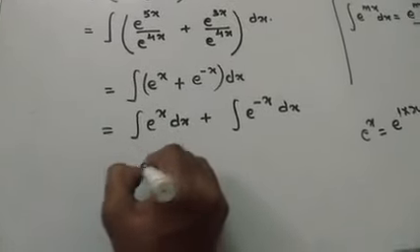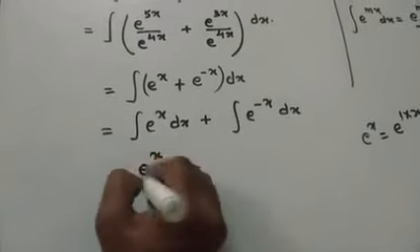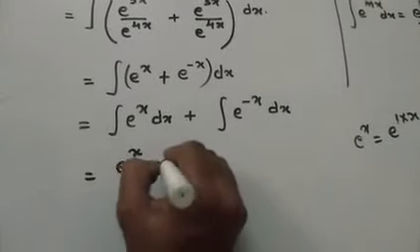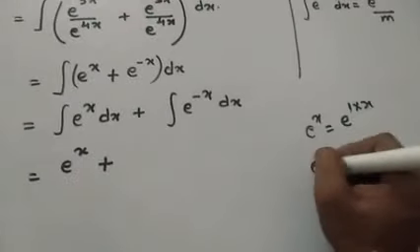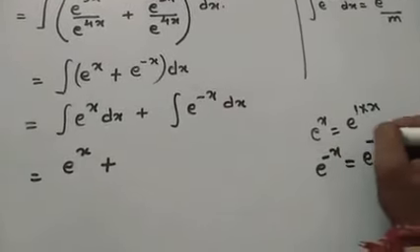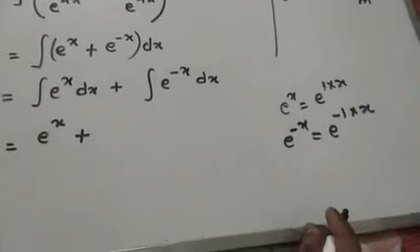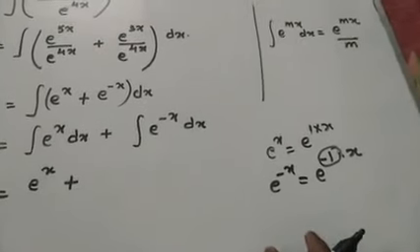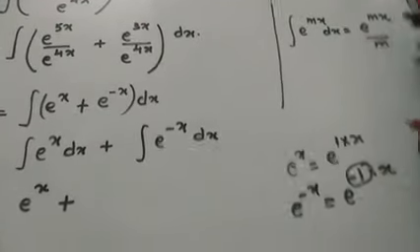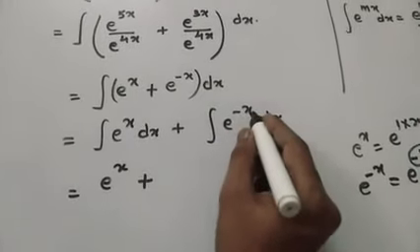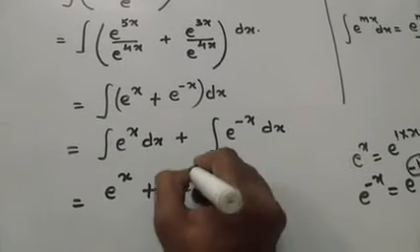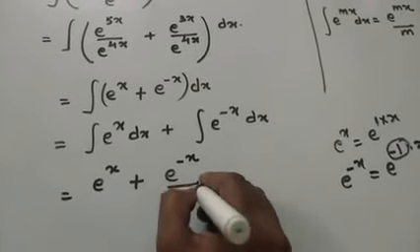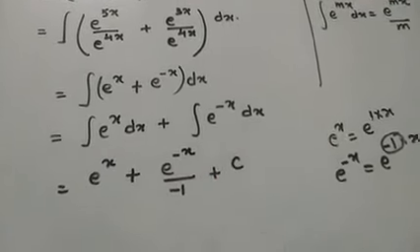So by using the formula, e to the power x divided by 1, so just simply writing e to the power x plus, now for this one, e to the power minus x can be written as e to the power minus 1 into x. So what is the m here? The m is minus 1. So using this formula, integration of e to the power minus x is e to the power minus x divided by m. What is the m here? Minus 1, plus c.